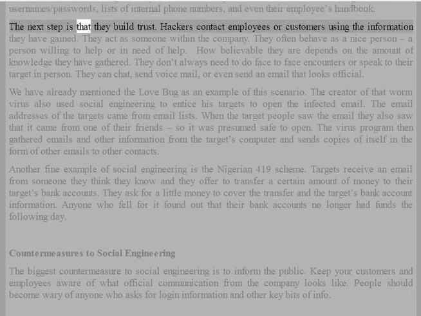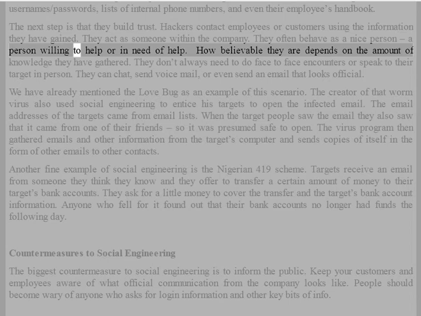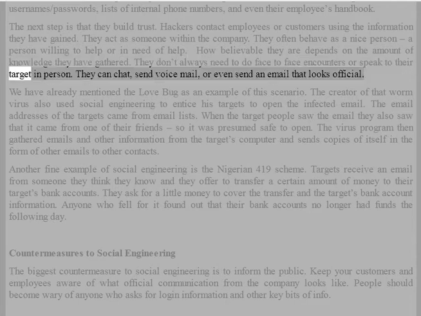The next step is that they build trust. Hackers contact employees or customers using the information they have gained. They act as someone within the company. They often behave as a nice person, a person willing to help or in need of help. How believable they are depends on the amount of knowledge they have gathered. They don't always need to do face-to-face encounters or speak to their target in person. They can chat, send voicemail, or even send an email that looks official.